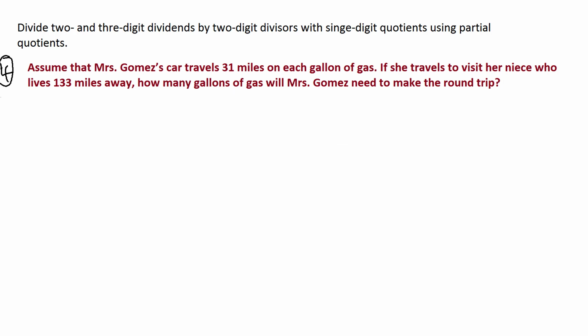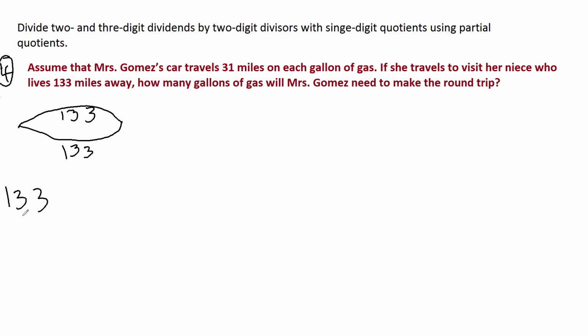Okay, now let's look at a word problem. Assume that Mrs. Gomez's car travels 31 miles on each gallon of gas. If she travels to visit her niece who lives 133 miles away, how many gallons of gas will Mrs. Gomez need to make the round trip? So let's start by figuring out that in order for her to travel from place to place, she's got to go there and then she's got to get back. So that's 133 miles in each direction.